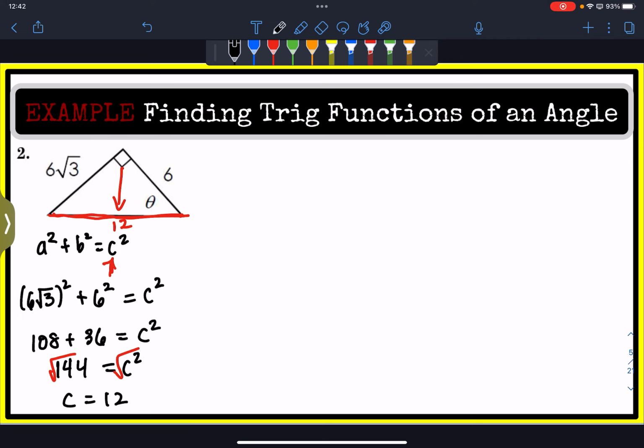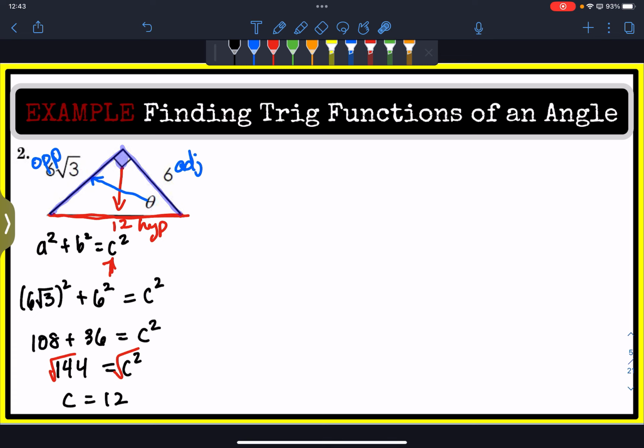So let's label again the 3 sides. Well, again, our angle theta is right here. So we're going to find the 6 trig functions to this angle. So again, this is obviously the hypotenuse of the right triangle. But since theta is here, the opposite side is literally across from it. So this is the opposite side, and this has to be the adjacent side to theta.